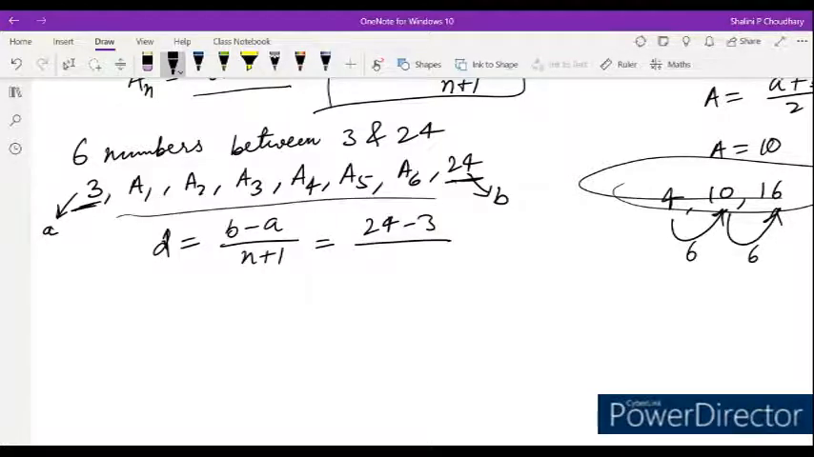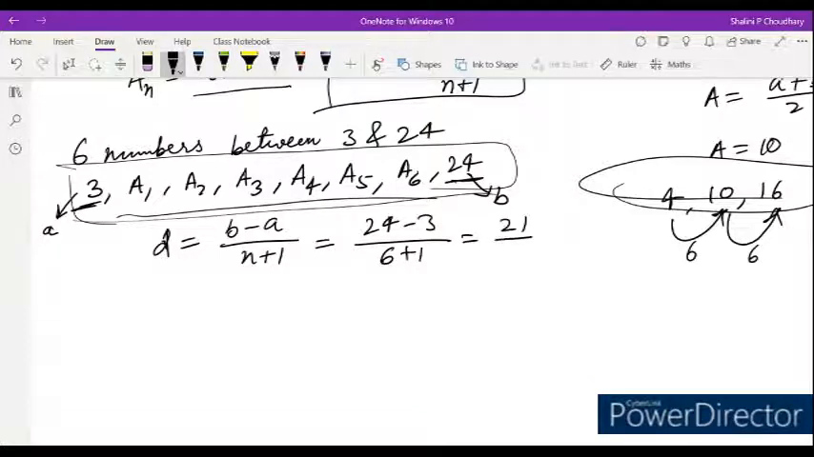6 terms we have added. So sorry, total terms कितने हैं? Total terms are N plus 2. N मतलब 6. So 6 plus 1, that is 7. So this is 21 upon 7, that is 3. So D is equal to 3. हमने find out कर लिया.